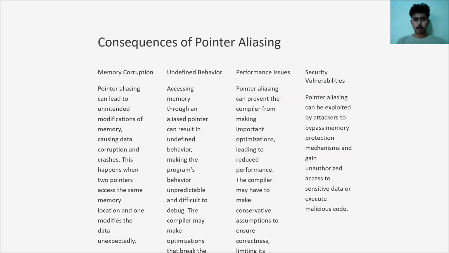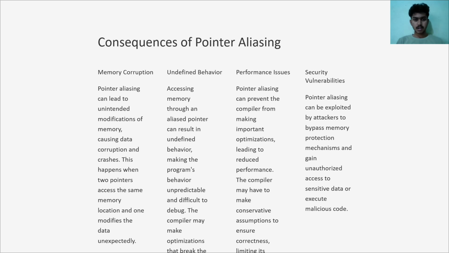Consequences of pointer aliasing: memory corruption, undefined behavior, performance issues, and security vulnerabilities. In memory corruption, pointer aliasing can lead to unintended modifications of memory, causing data corruption and crashes. This happens when two pointers access the same memory location and one modifies the data unexpectedly.